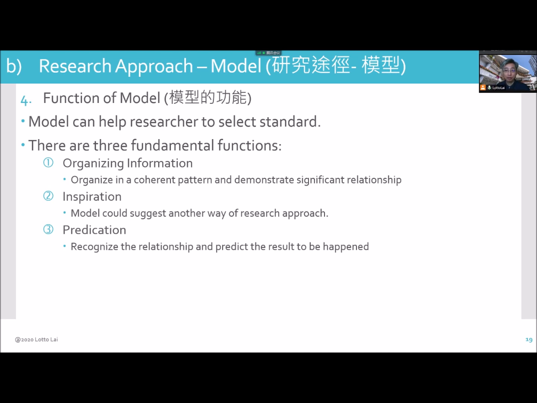And then the function of a model: a model can help the researcher to select standards. There are three fundamental functions: organization, inspiration, and prediction. These are the three fundamental functions of the model. Prediction is one of the important aspects.